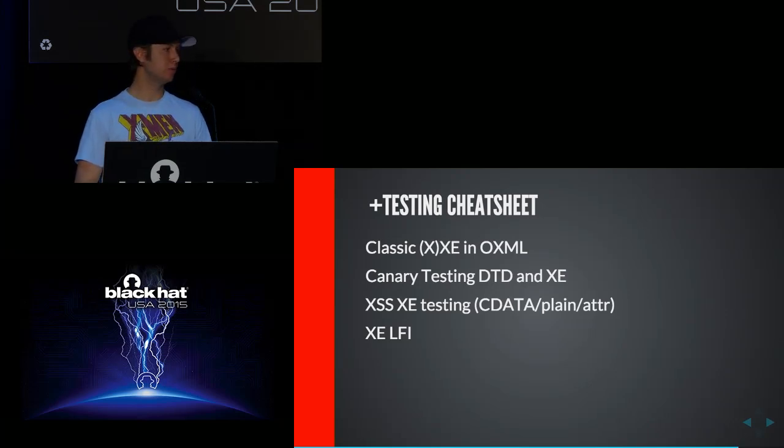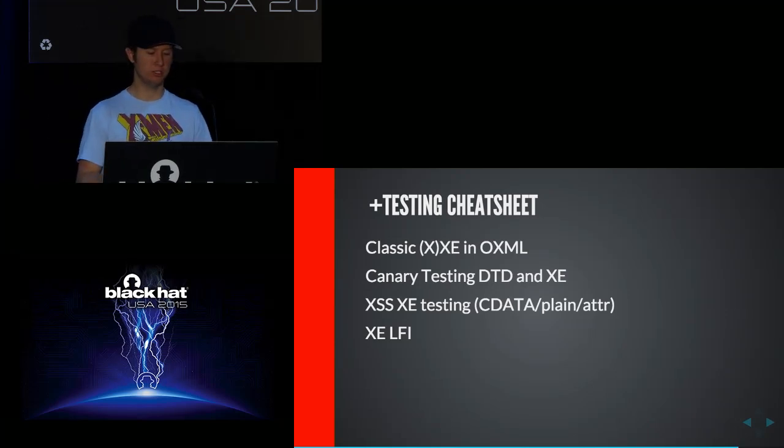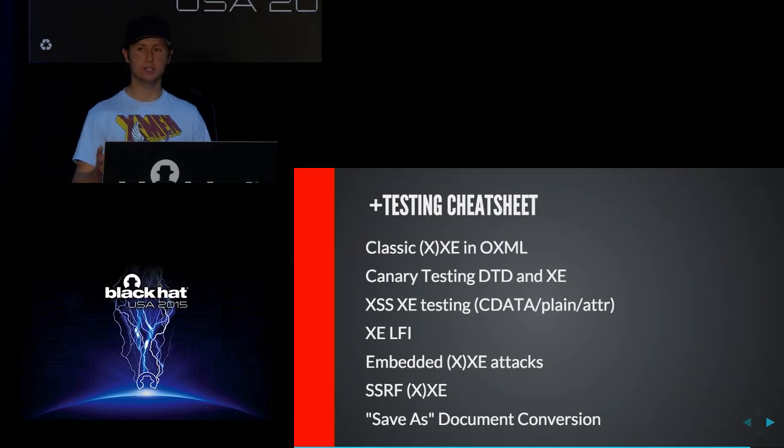LFI, and this is probably going to be in a relationship ID or anything that's going to allow a URI. It could possibly be in what's called an external target, which is the example from SSRF. If you look up external target in the specifications, it's a remotely fetchable value, so you could possibly also have an LFI through there. Then embedded XXE attacks, the SSRF, and then the save-as document conversion, which was like the XSLT transform attack.